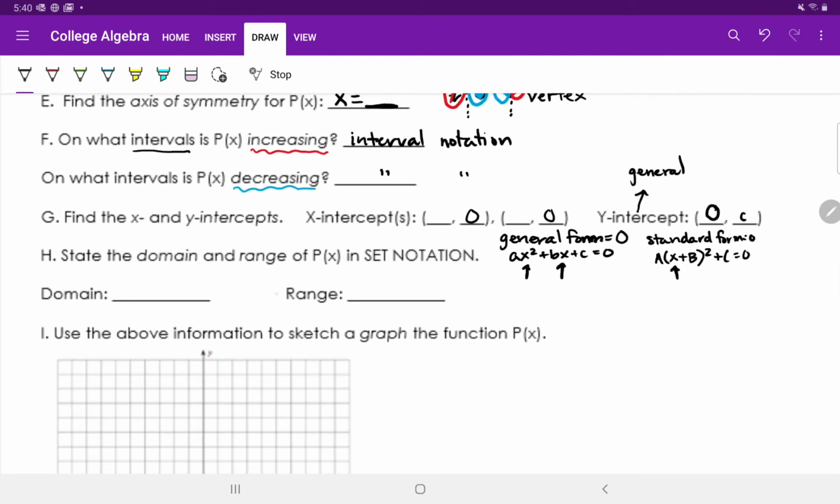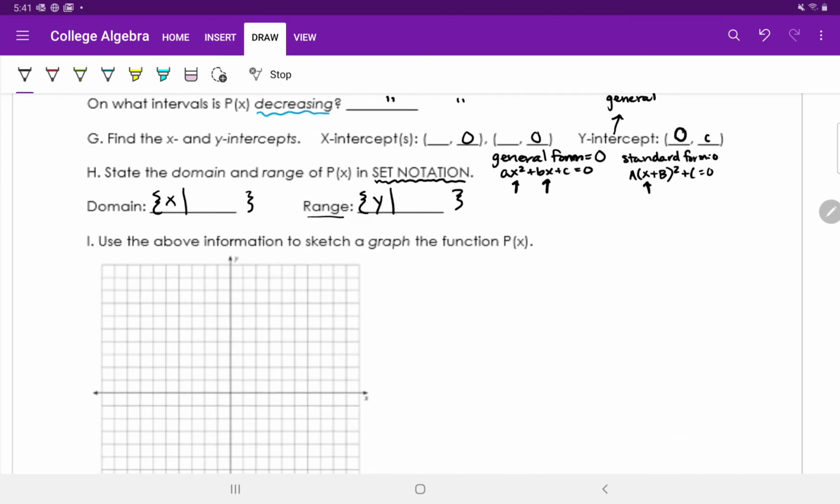We want to state the domain and range. Domain and range of a parabola is usually very, very easy. Once you know your vertex, you'll know your range almost immediately. So I'm not going to give you much more on this one other than to point out you want to write it in set notation. So you'll have the set of all x values such that, and then you'll need to figure out what that is. Range, remember, is y values, so you'll have the set of all y values such that.